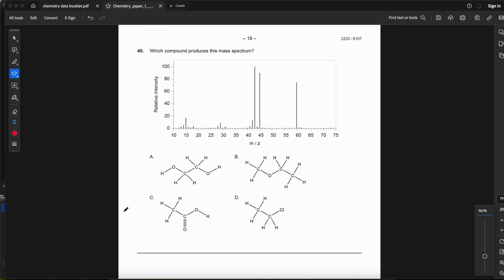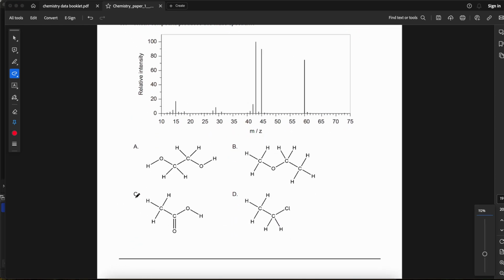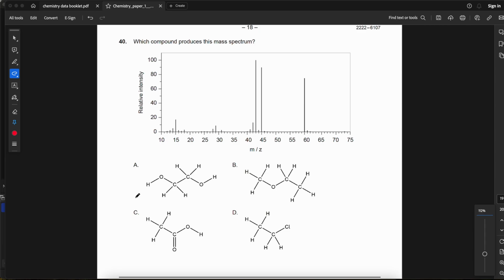Okay, which compound produced this mass spectrum? Alright, so you can see the last one, or the highest m/z, is 60. As I said, this means the compound itself. And we have CH3 here, and we have 45 right here. Okay, so let's check all of these structures. C2H6O2, molar mass is 62, so it's not 60.